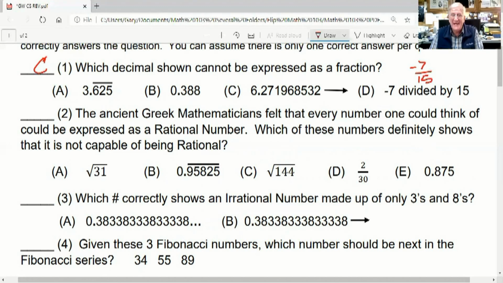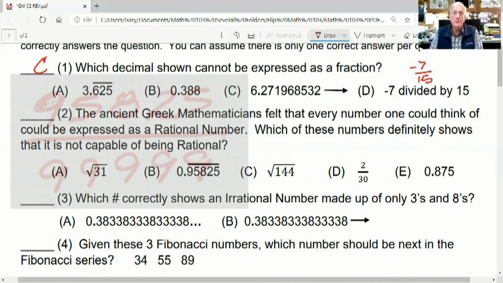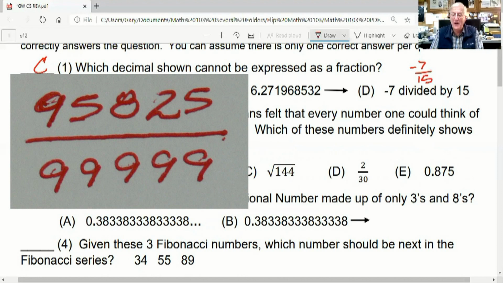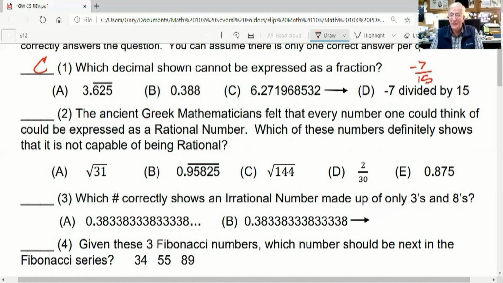Look at choice B. That is a repeating decimal. Using the Kelly's-Cheater method, you would put 95825 over how many nines? 5 of them, right? So therefore, choice B is a rational number. Look at C. What is the square root of 144? Well, there are actually two answers. It can be 12, because 12 times 12 is 144, or -12, right? Because -12 times -12 is also 144, so therefore that's rational.